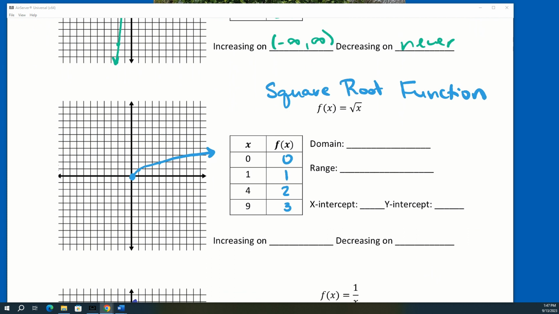So what would you say the range is? I'm sorry, the domain? 0 to infinity. Yeah, and make sure you do a bracket on the 0 because you do get to 0, and then same thing on your range. And the graph goes through 0, 0 again. All right, what'd you guys put for increasing? And decreasing? Never.